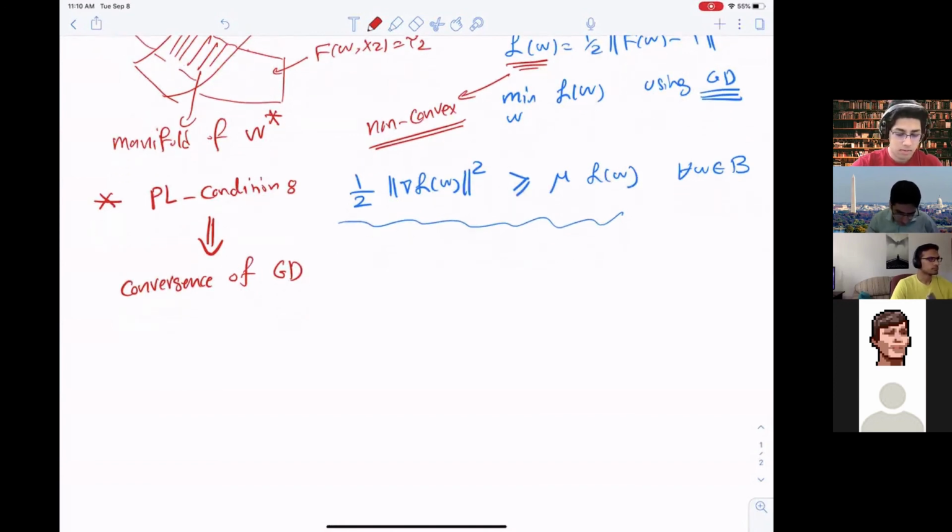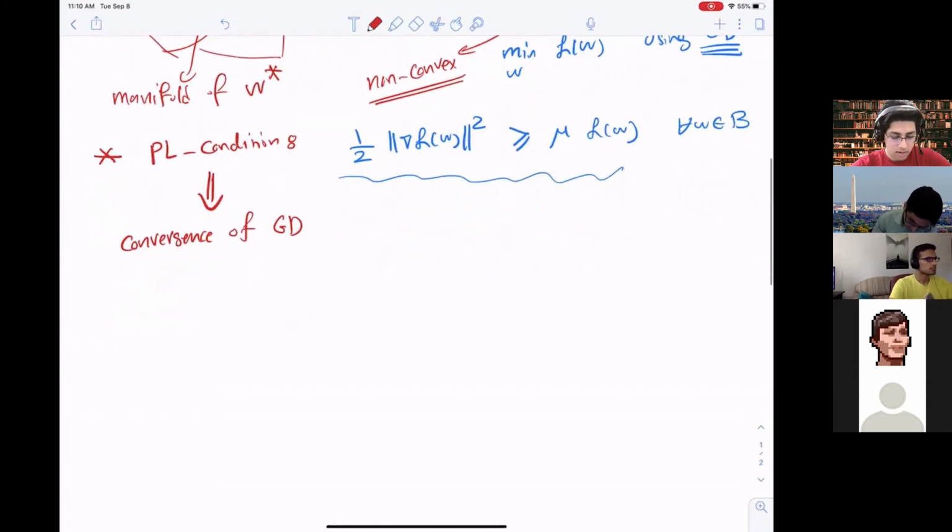All right, so what is the intuition behind the PL condition? So we want to see, in fact, this condition, even though it may look a little bit strange at the beginning, is really very intuitive and very simple, and it immediately leads to the convergence of gradient descent, even in non-convex cases.